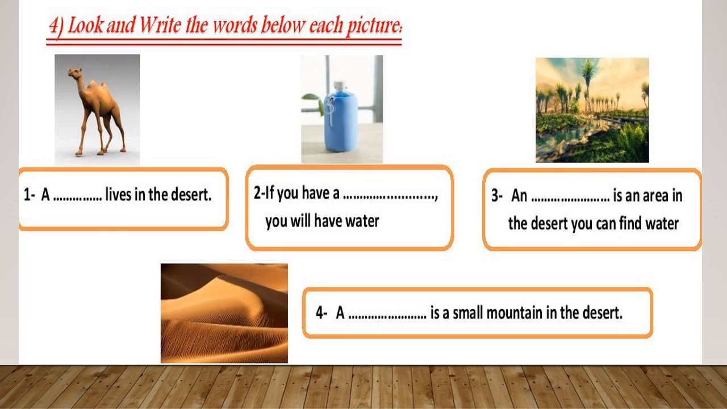Okay, number 1. A blank lives in the desert. What is that animal? Yes, excellent. A camel lives in the desert. Number 2. If you have a water bottle, you will have water. Number 3. An oasis is an area in the desert where you can find water. And the last one. A sand dune is a small mountain in the desert.